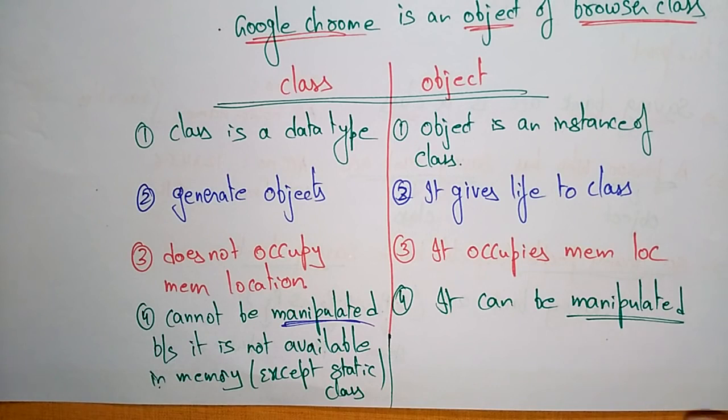So in this video, I explained what a class is and what an object is, different real-time examples for the class and the object, and the difference between the class and the object. I hope you understand what a class is and what an object is. You will get one idea about class and object.